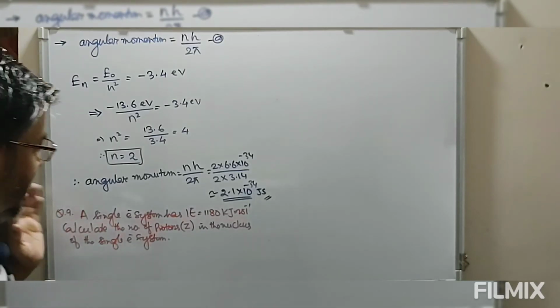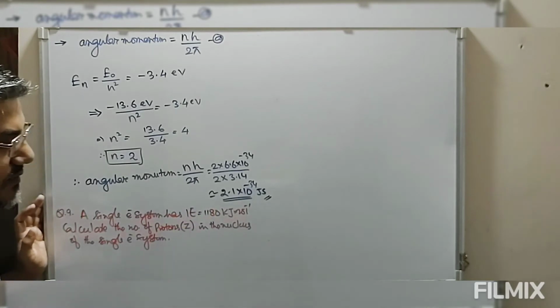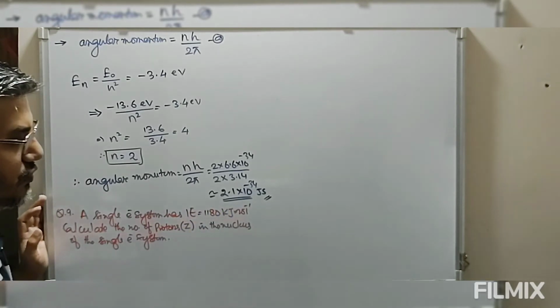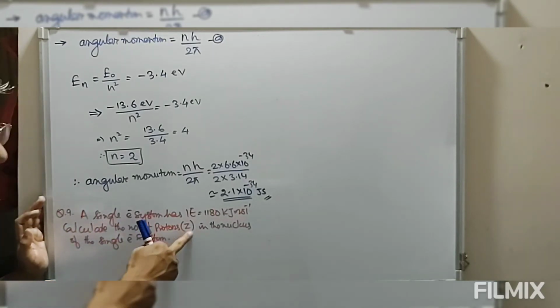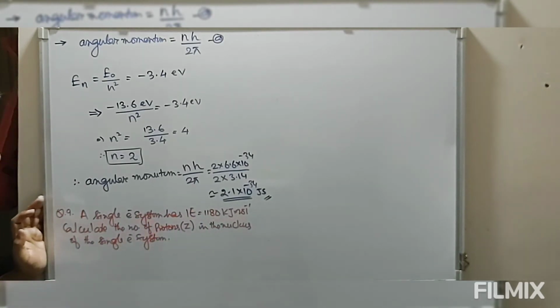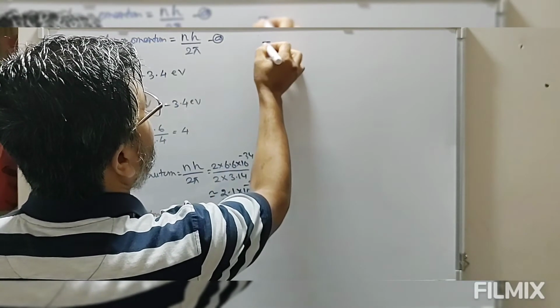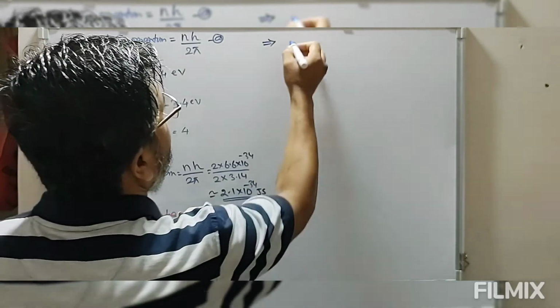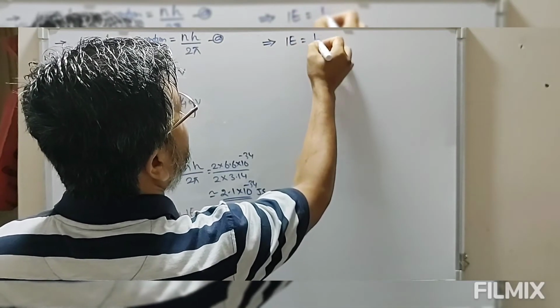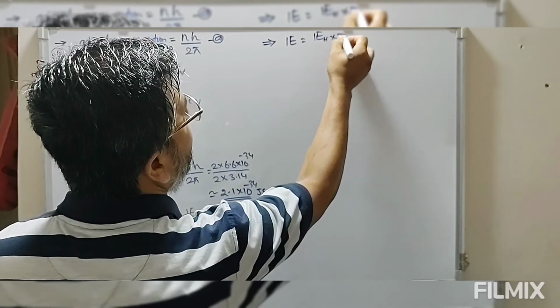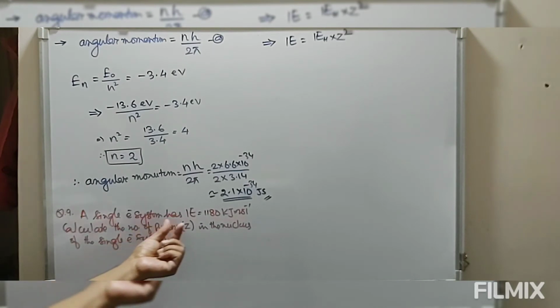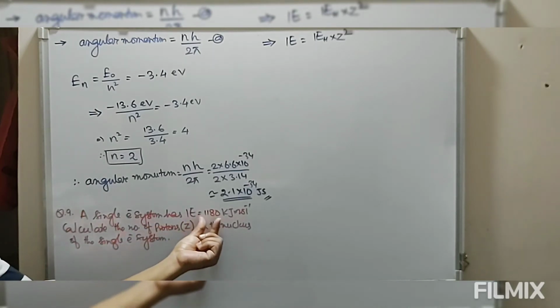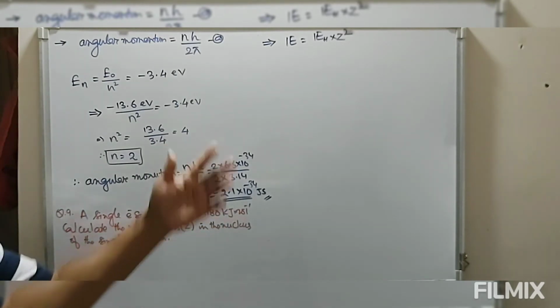The next question says a single electron system has ionization energy of 11180 kilojoule per mole. Then they ask to calculate the number of protons. Number of protons is equal to the atomic number in the nucleus of the single electron system. So the ionization energy of a one electron species is given as the ionization energy of hydrogen into Z square. The ionization energy of hydrogen is known to you, so we have to find the value of Z.